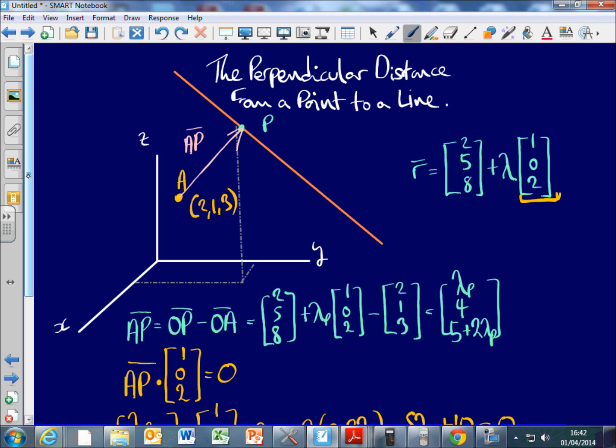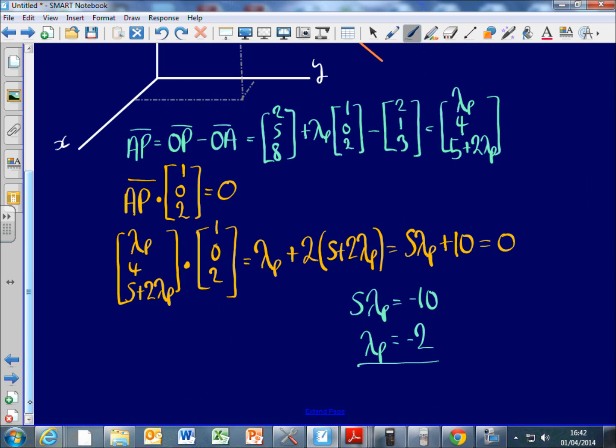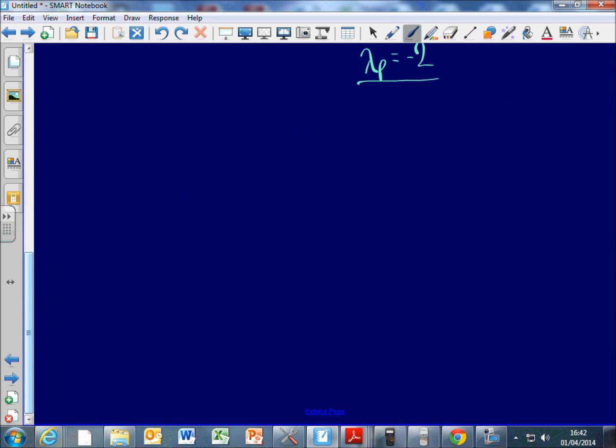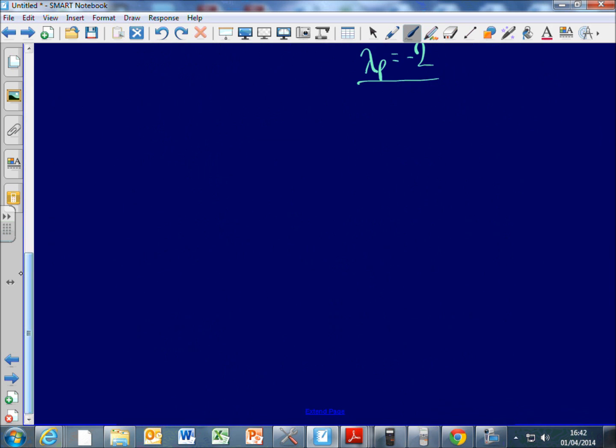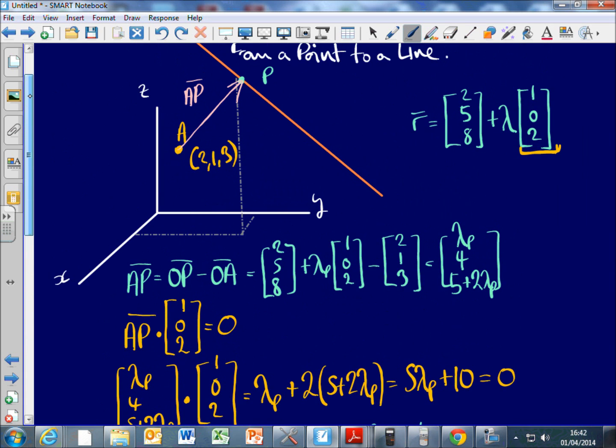So I've worked out the lambda, the scalar that I put into the line equation to give me the point P, which is closest to A. All I need to do now is substitute the value of lambda into the r equation for the line, and it will give me a position vector, and that position will be point P, the closest point to A. So the position OP is going to be (2, 5, 8), and the lambda we've worked out is minus 2, times the direction of the line, (1, 0, 2).